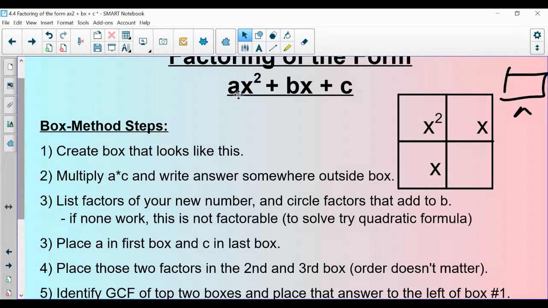Okay, so then place the a term in the first box and the c term in the last box. So whatever number is in front of x squared goes here, and whatever number doesn't have a variable will go here. And those two factors that you had, that added to the middle term, are going to go in boxes 2 and 3.